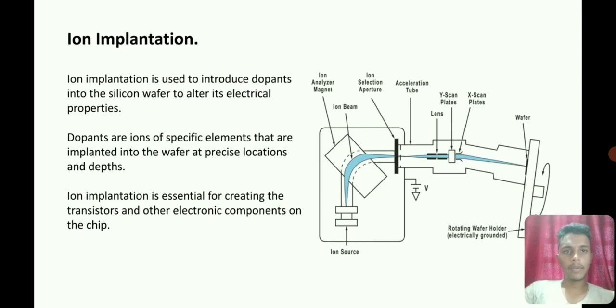And the ion implantation. Ion implantation is used to introduce dopants into the silicon wafer to alter its electrical properties. Dopants are ions of specific elements that are implanted into the wafer at precise locations and depths. Ion implantation is essential for creating the transistors and other electronic components on the chips.